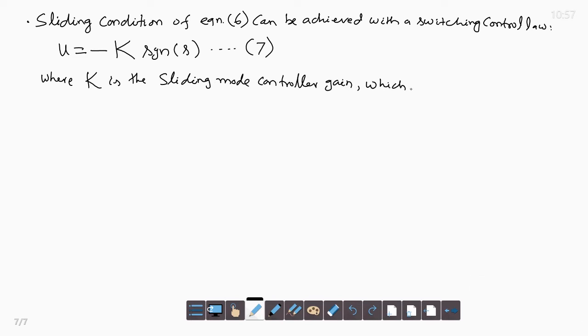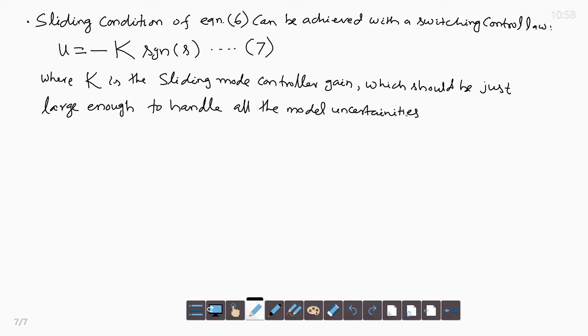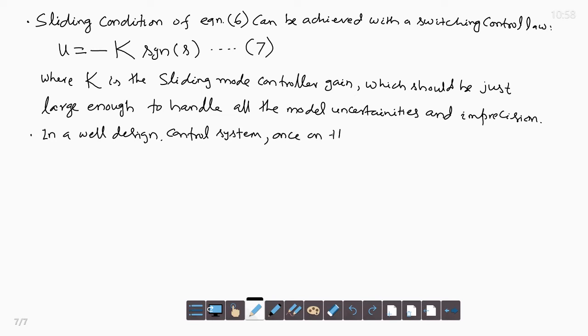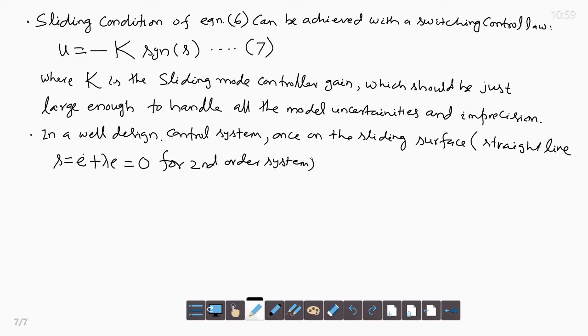and the constraint is that it should be just large enough to handle all the model uncertainties and imprecision. In a well designed controller or control system, once on the sliding surface, which is a straight line, the sliding surface is a straight line given by s equals e dot plus lambda e equals 0 for the second order system.